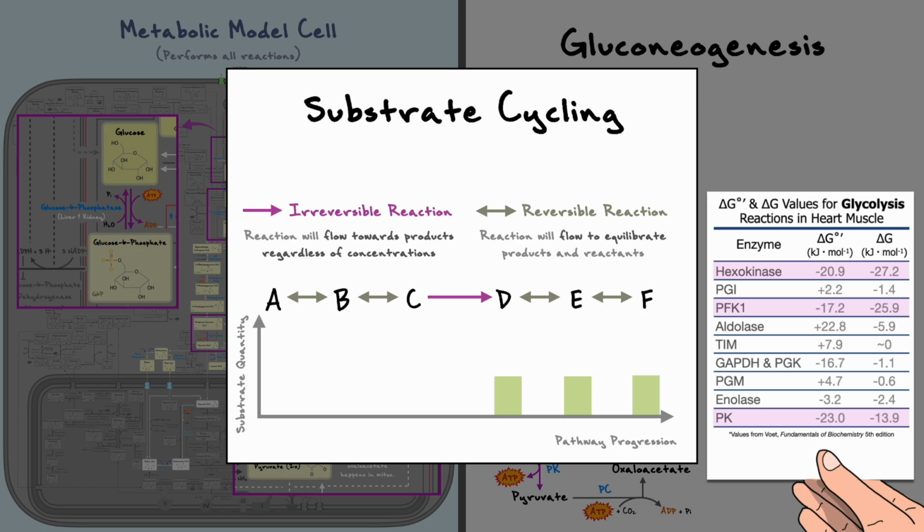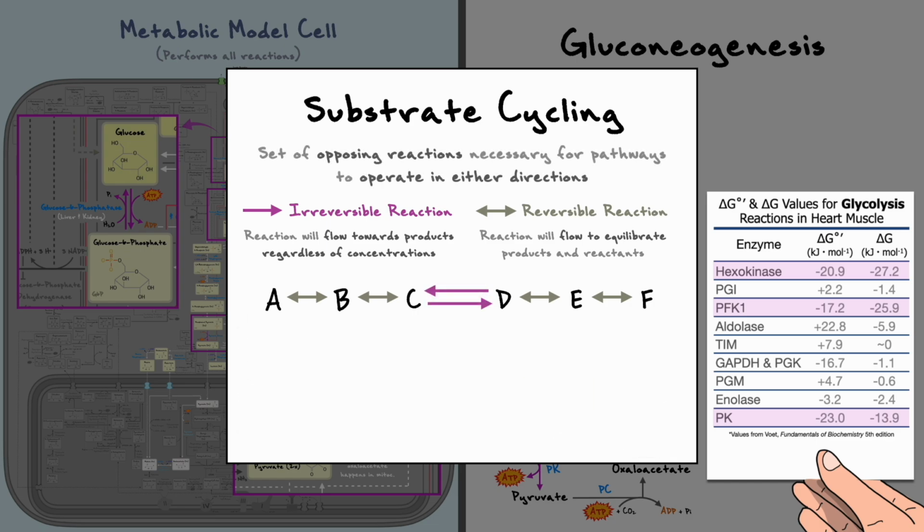To circumvent this issue, cells generally have a reverse irreversible reaction that will allow flow in the other direction. This set of opposing reactions is essentially what substrate cycling is, and as you can see, it allows the pathways to operate in either direction. Now, if we consider A to F to instead be some substrates of glycolysis and gluconeogenesis, hopefully you can see why the two pathways share all the reversible steps but differ on the irreversible reactions.